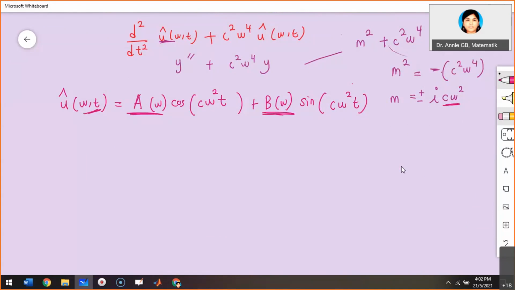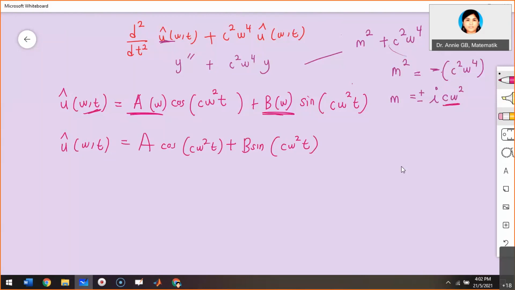So it's actually something like this: A cos ataupun sin C omega squared t plus B sin C omega squared t. Okay, they are the same thing. So this is a complex root yang kita dapat. Now, so far okay, now kita akan apply initial condition, okay.